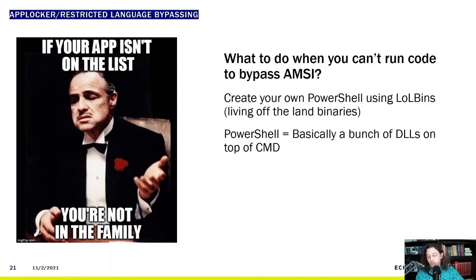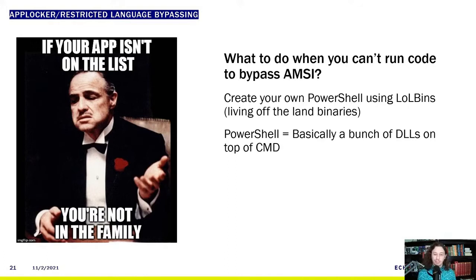So what happens when you can't run the code to bypass AMSI, right? Whether that be PowerShell is not a whitelisted application, or you're operating in restricted language mode. You could bypass it by going down to PowerShell version 2.0, or you can do what I like to do, which is build your own PowerShell.